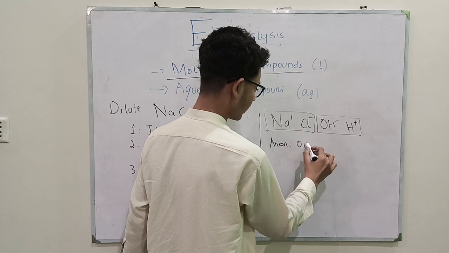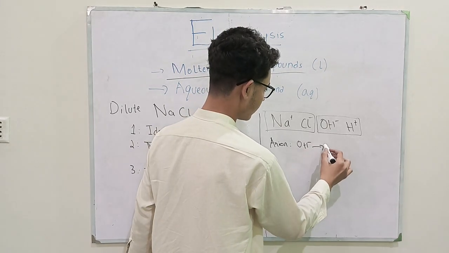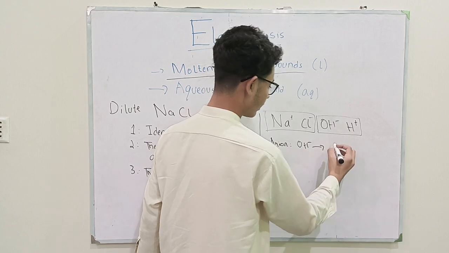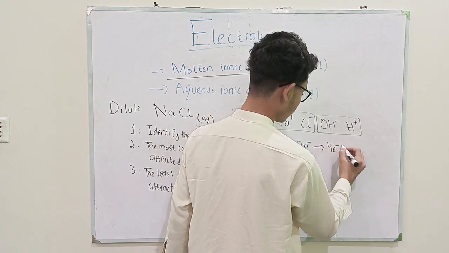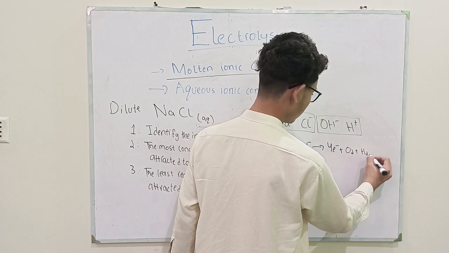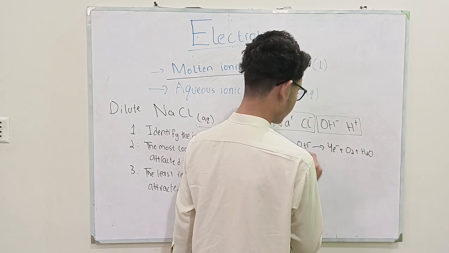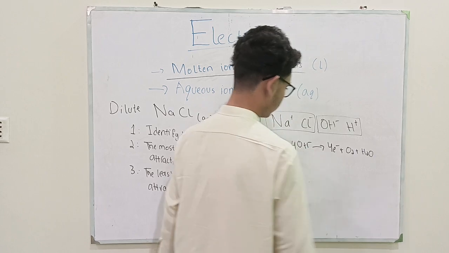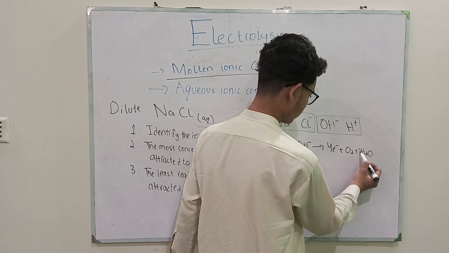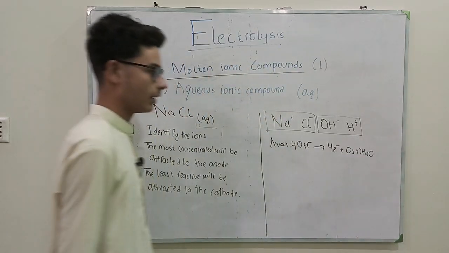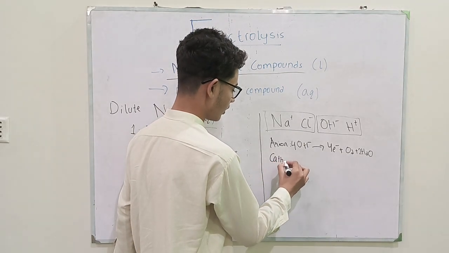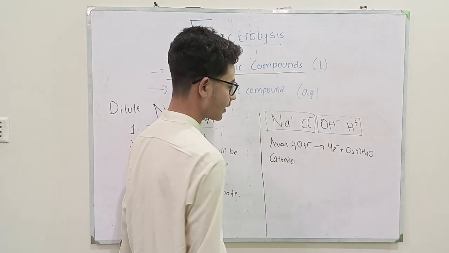So OH minus, we know at the anode oxidation takes place, so we will be having 4 electrons plus O2 plus H2O, and now balance it to H2O. It's balanced. And now for the cathode, at the cathode, cations will be attracted.